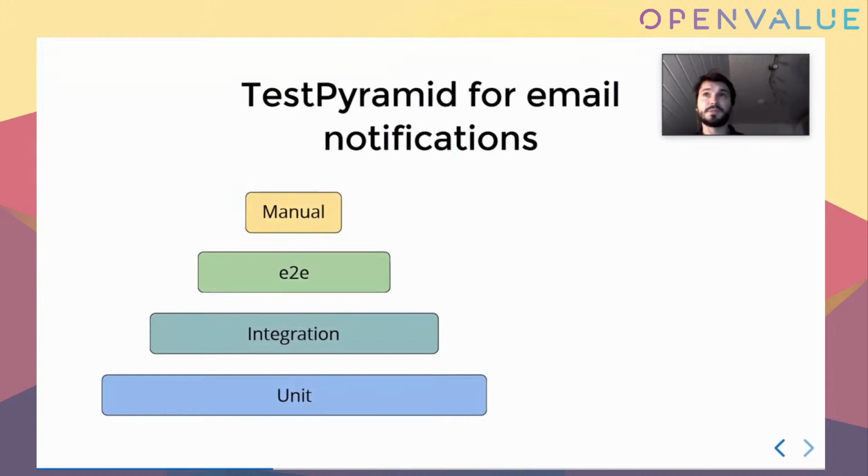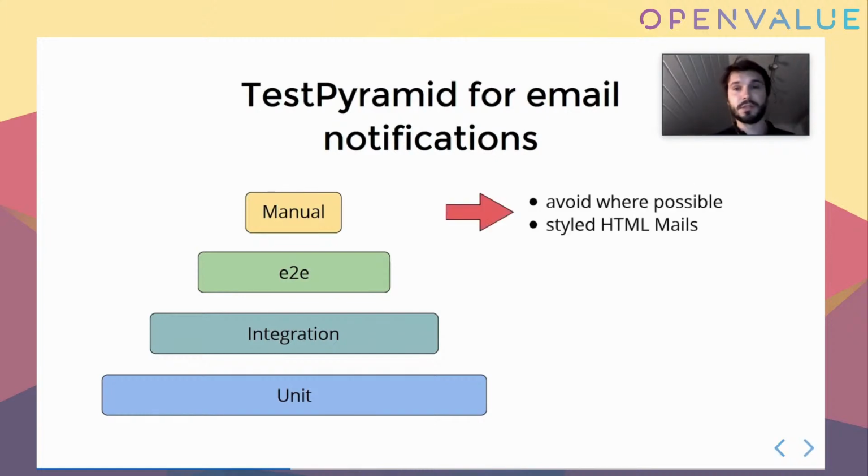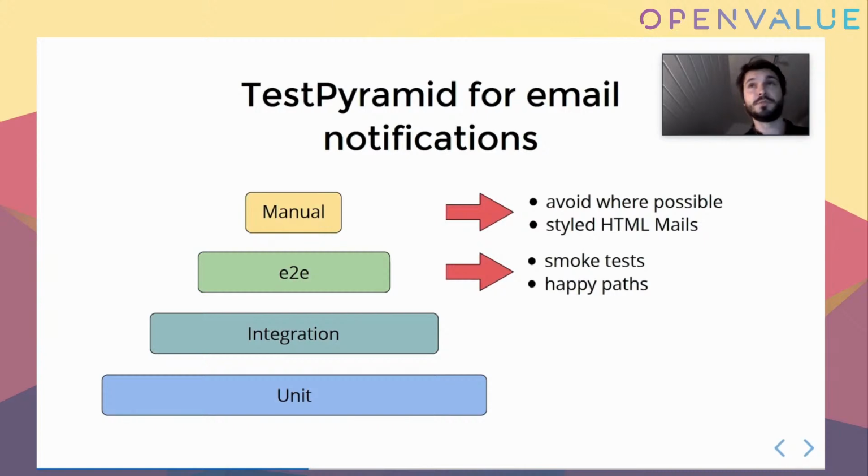When we apply the test pyramid to email notifications, we have to find out how we want to test which things. And in general, manual testing is labor intense and should be avoided where possible. But often when you're dealing with heavily styled HTML mails, you cannot avoid it, because you maybe want to do tests on different clients, browsers, or even operating systems, because the styling might look a little different on each. End-to-end tests should, in my opinion, only be used sparingly in email context, and you might want to add them to test some happy path or something else.